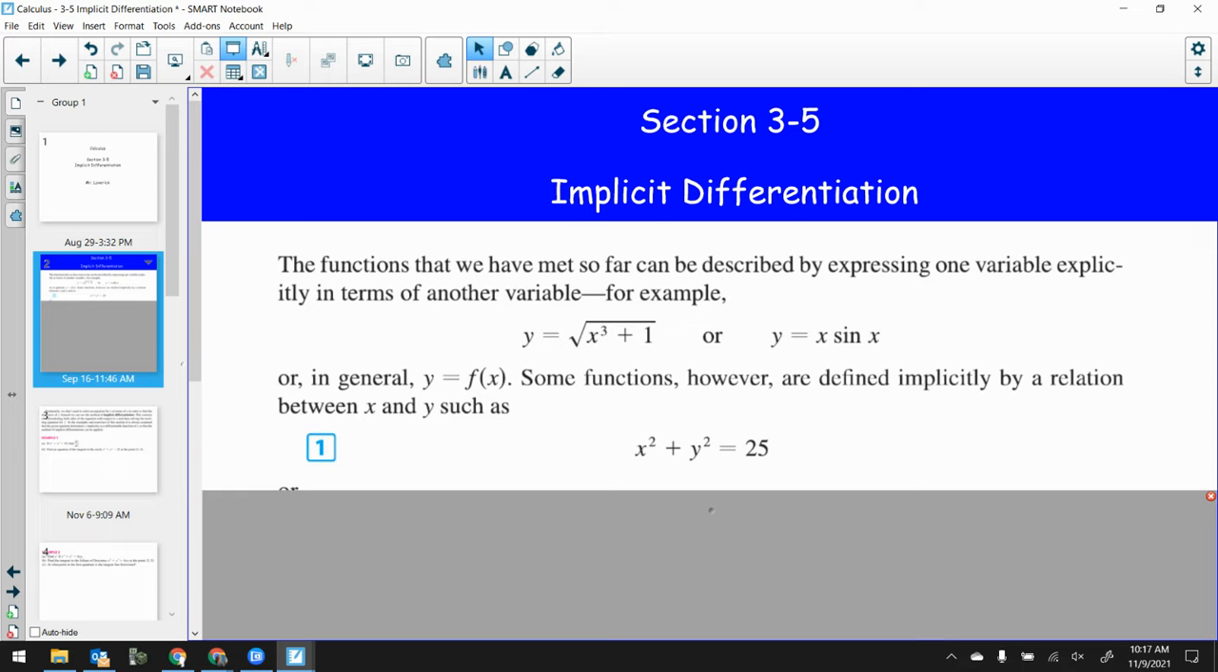Explicitly defined functions are ones that you can write as y is equal to, right? Y is equal to mx plus b, y is equal to 2x plus 4. That is an explicitly defined function, where y is explicitly defined in terms of x, and only x. I don't have any other y's on the other side of the equation. Or like y is equal to the square root of x to the third plus 1, or y is equal to x sine x. Those we could all find the derivative of by now.